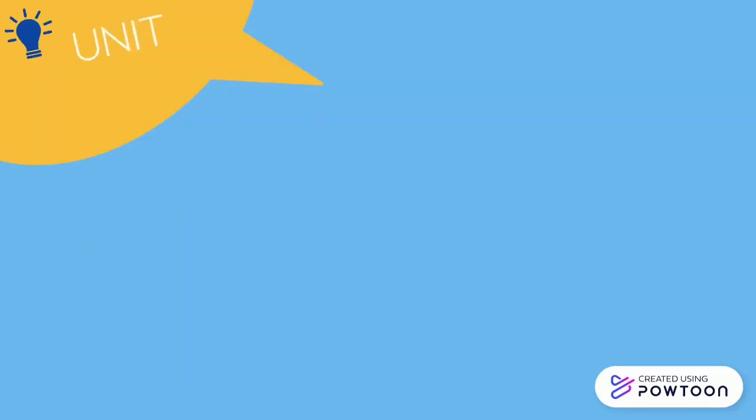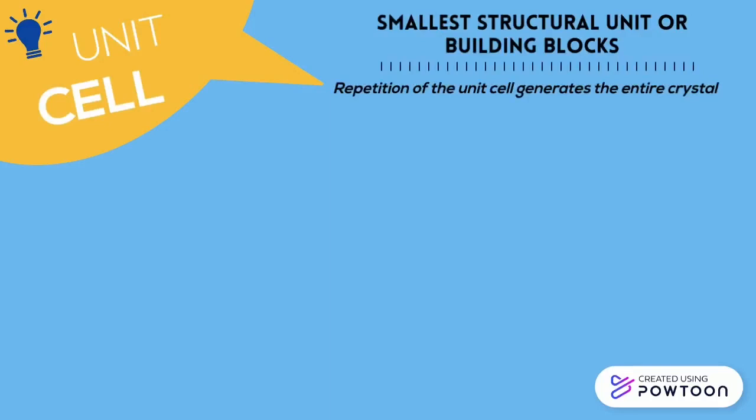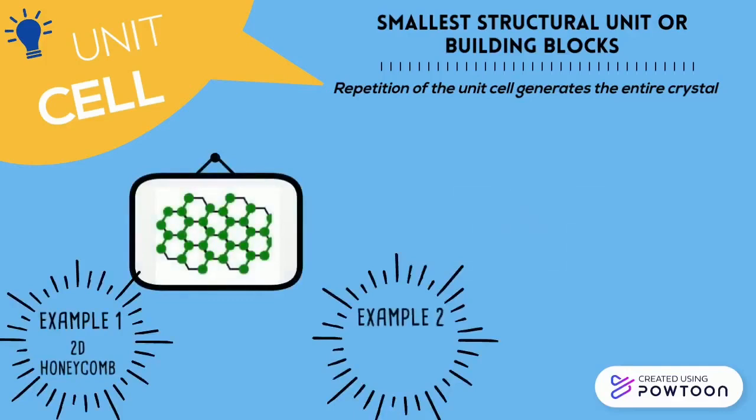Now it's about the unit cell. It is the smallest structural unit or building block that can describe the crystal structure. Repetition of the unit cell will generate the entire crystal. Here are two examples: a 2D honeycomb and a 3D crystalline structure.